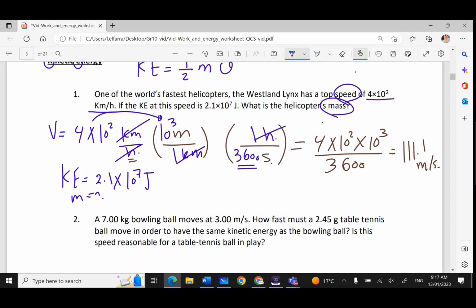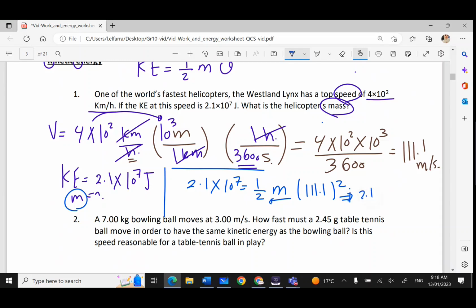So I'm going to use the formula on the top. For kinetic energy, just substitute in the formula. The formula is 2.1 times 10 to the power 7 equals half. I need m, so I'm going to keep it as it is, times v squared. V is 111.1 squared. Now square this value divided by 2. So I'm going to use the calculator.